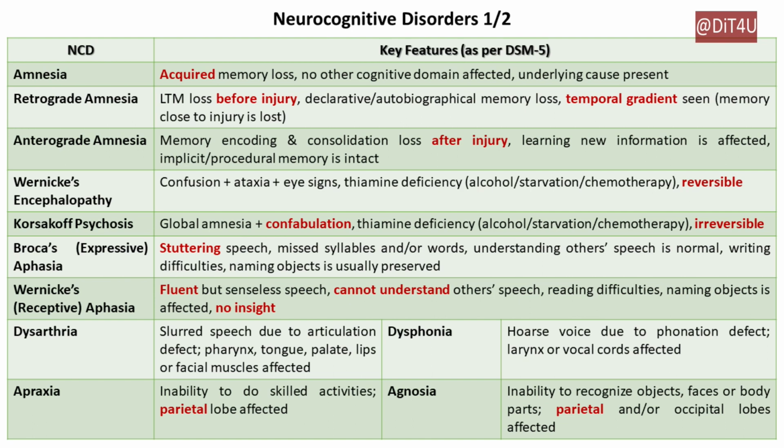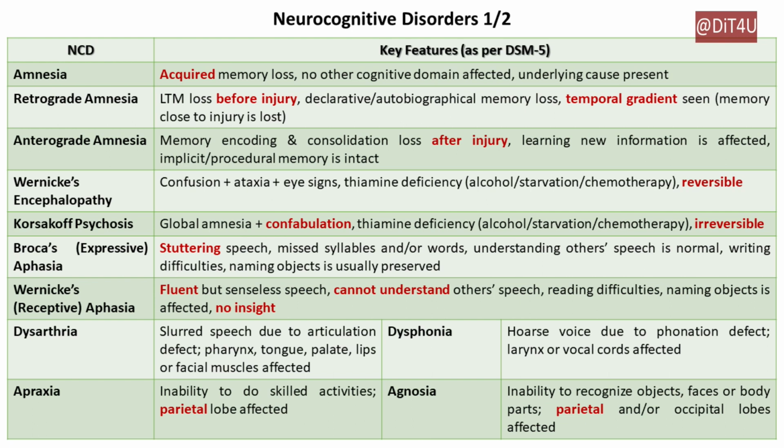Broca's or expressive aphasia, motor aphasia. Okay, stuttering speech, missed syllables and/or words, understanding other speech is not affected, it's normal. Writing difficulties are seen because motor activity is involved there, and naming objects is usually preserved.